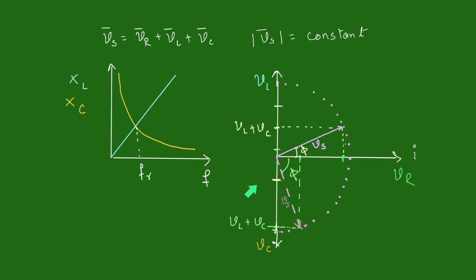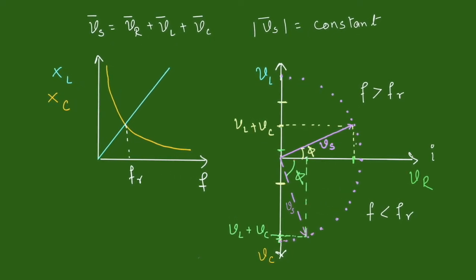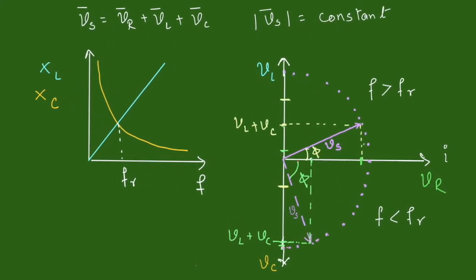This phase difference will take the maximum value, that is 90 degrees, when Vc is much greater than VL, and that will happen for a frequency which is much lower than Fr. At this frequency, which is much less than Fr, the circuit will work as a capacitive circuit.